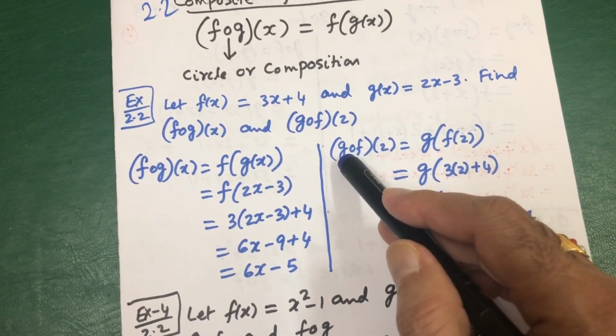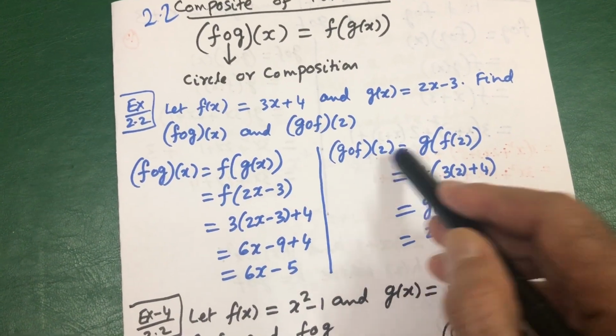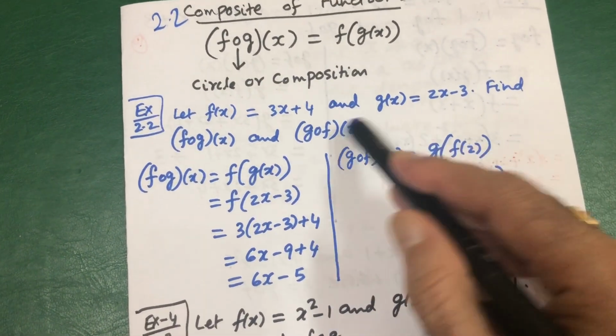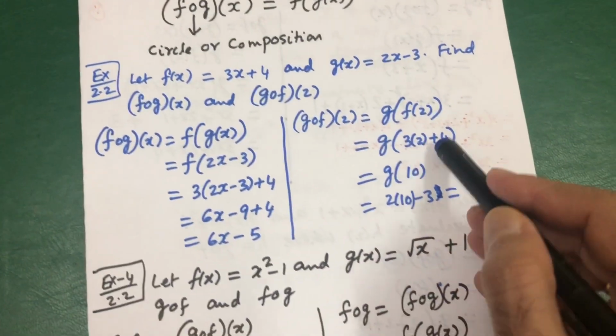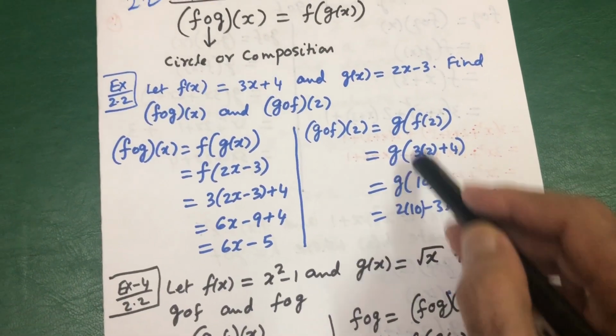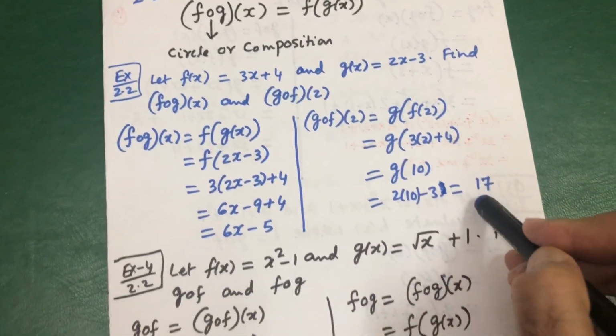g circle f. What is this? g circle f means g bracket f of 2. f of 2 means replace x with 2: 3 times 2 is 6, plus 4, that is 10. g of 10 means what? Replace x with 10. 2 times 10 minus 3, which is 17.